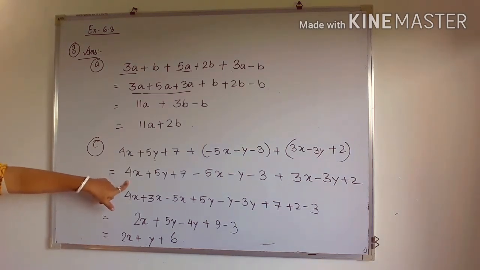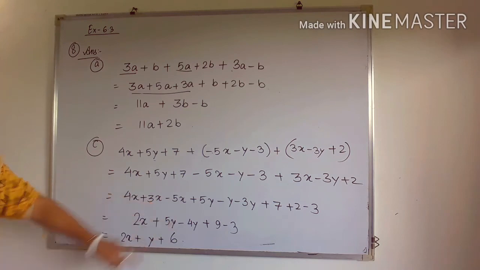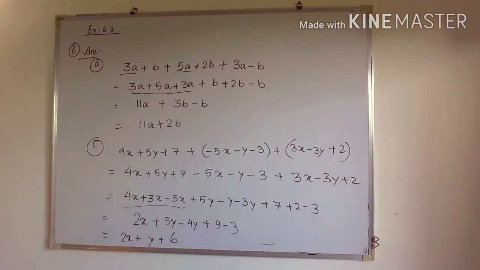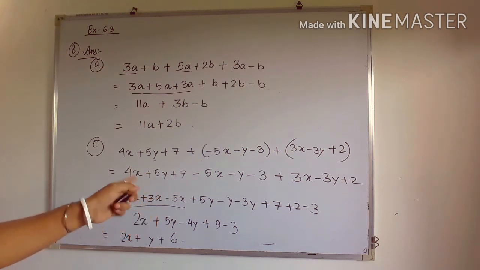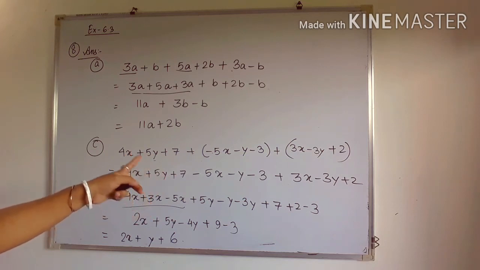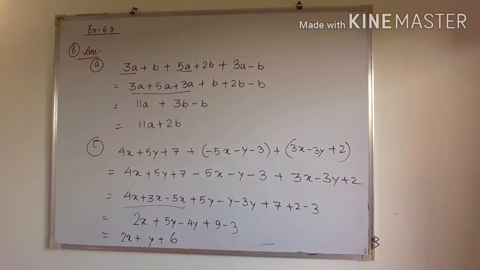So see here, first of all, I have collected the like terms of 4x, minus 5x and plus 3x. So see, I have collected the terms of x. Next, I have collected the terms of y, that is 5y, minus y and minus 3y. Next, I have collected the constants, that is 7, minus 3 and plus 2.